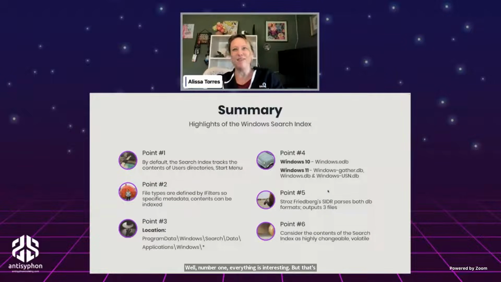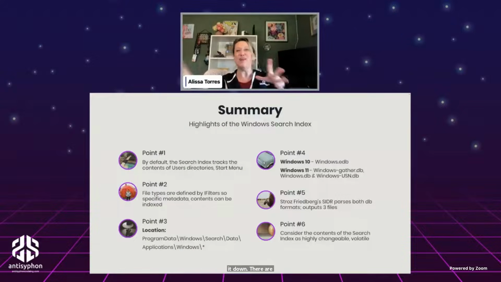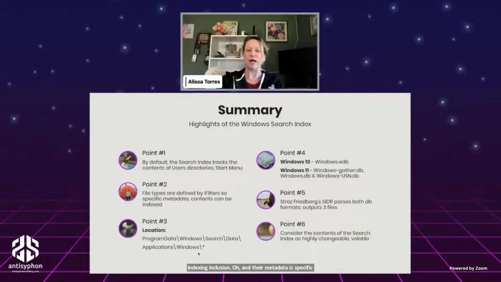But the big heavy hitter points here: we have a default scope for what the search indexer is making a crawl through. And you can change that, augment it, shrink it down. There are different file types that can be registered for this indexing inclusion, and their metadata is specific to the iFilter that's designed to pull out the details and then put them into the property store table. Location remains the same across Windows 10 and Windows 11.